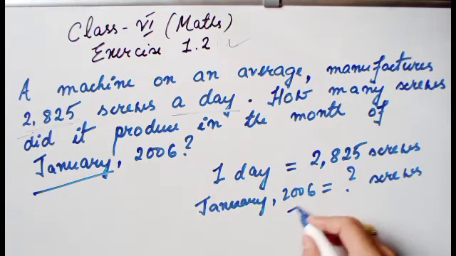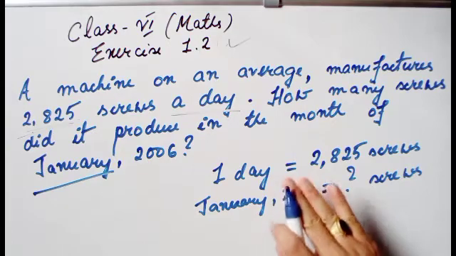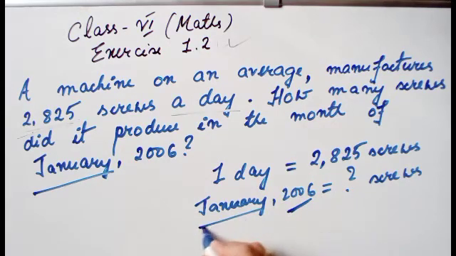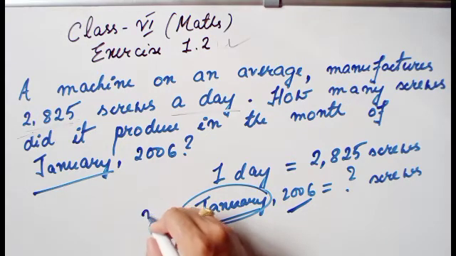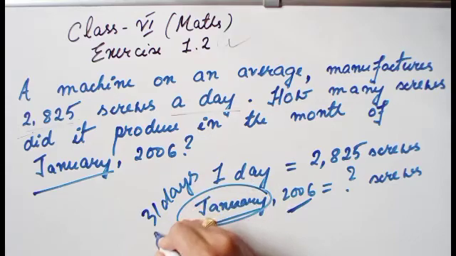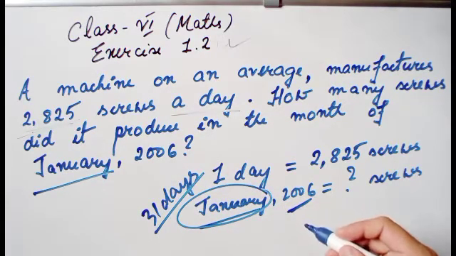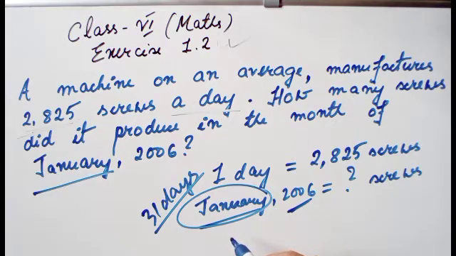So forget about this year for a while. Do you know how many days are there in the month of January? How many days? Yes, 31 days, right? There are 31 days in the month of January. So it doesn't matter whether the year is 2006 or 2007 or even, let's say, 2021. The number of days in the month of January, irrespective of the year, will remain the same. That is 31 days, right?